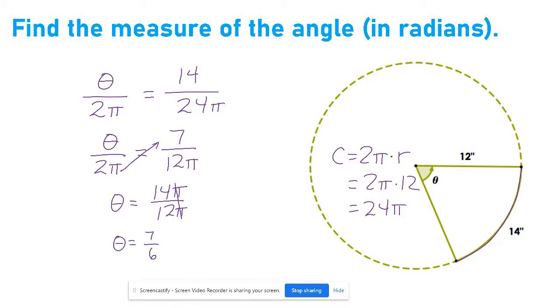Now, 7 over 6 might seem like a weird measure for an angle, but remember we are in radians, so that does actually seem pretty reasonable. So that is the measure of that missing angle. Again, we do it with a proportion. Part over the whole equals part over the whole.